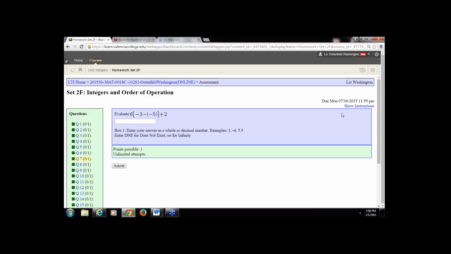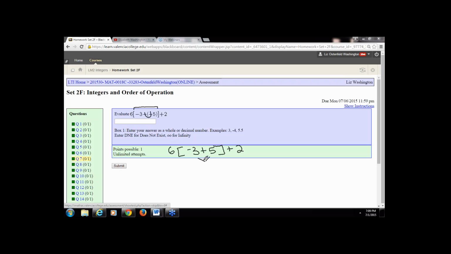And number 7. Okay, this is a good one. When you have order of operations, you always want to work whatever is inside your brackets or your parentheses first. And inside of here, I have minus 3 minus a minus 5. So right off the bat, we want to simplify these two minus signs. This is really going to be 6 brackets negative 3 plus 5 brackets plus 2.